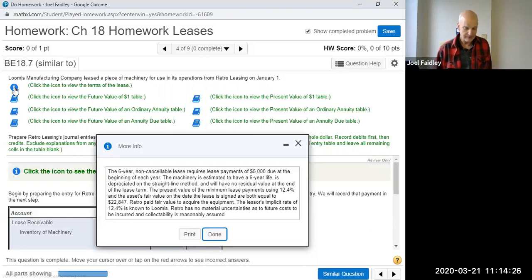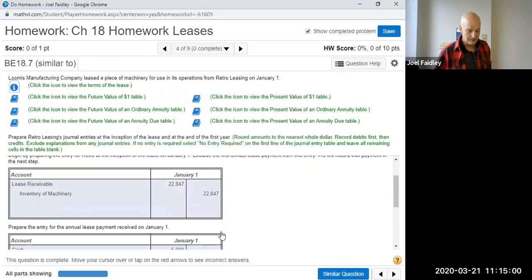Present value, the minimum lease payments using 12.4%. Hard to use a table when the last one's 12, now this is 12.4. So we'll just assume 22,847 is accurate. I'm sure it is. They paid fair value to acquire the equipment. Lessor's implicit rate is 12.4. Again, the lower rate is what you use. Always remember that, the lower rate. And the lessee and the lessor usually know what the rates are that each have.